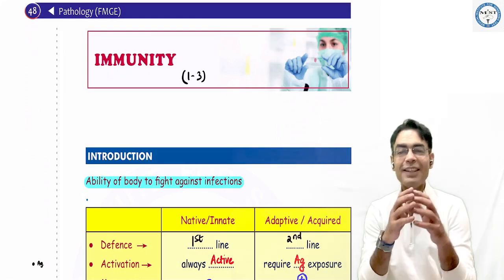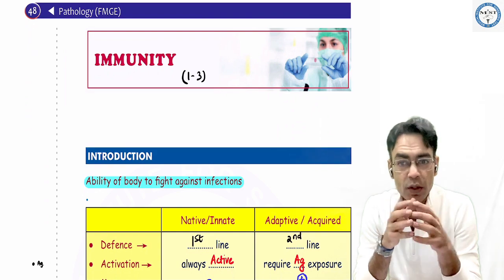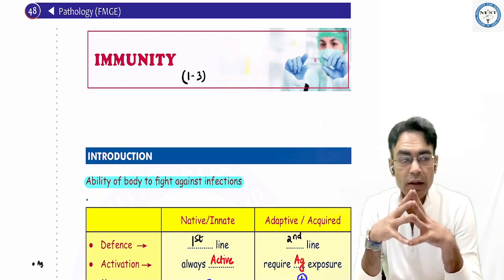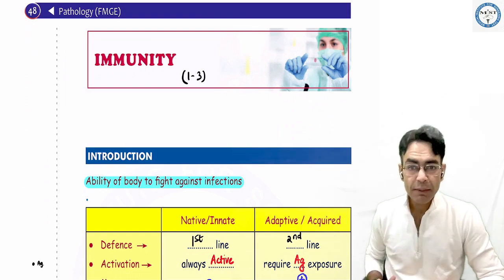Now let's talk about the third chapter in general part, that is immunity. In the main exam, definitely the question is going to come, and the question will range from 1 to 3. Now, what is immunity? We know native and adaptive immunity.